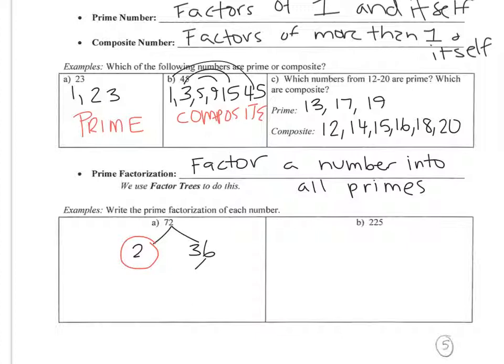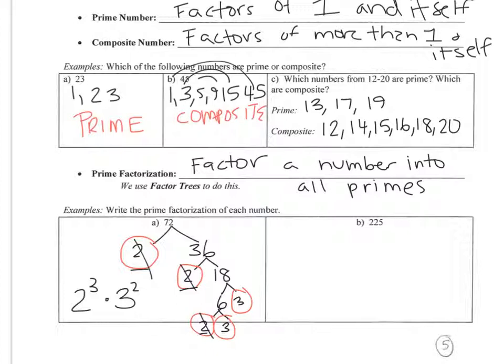And I can keep going with 36. 36 is 2 times 18. And I'm going to circle the prime number. 18 is 6 times 3. And I'm going to circle the prime number. And then 6 is 2 times 3. And these are all primes. So at the bottom they should all be prime. So I'm going to write all of the primes. I have three 2s, so I'm going to write this as 2 to the third times 3 squared.